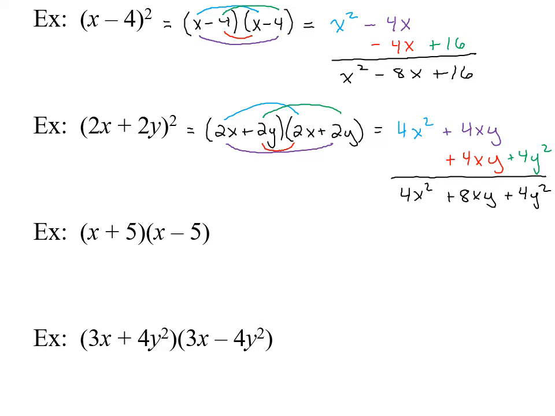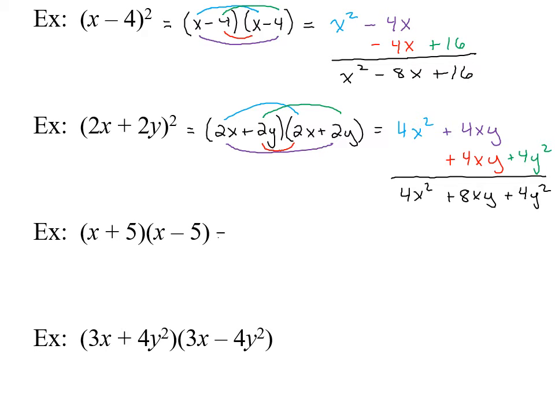And I'm left with 4x squared plus 8xy plus 4y squared. The last two are not actually perfect square trinomials. They're actually what we call difference of squares, and we'll talk more about that in the next chapter. The difference is they're not exactly the same, but they're really close. The only difference between the first and the second set of parentheses is the plus or the minus sign. What that typically means is that our middle terms won't combine together, but they'll actually cancel each other off.